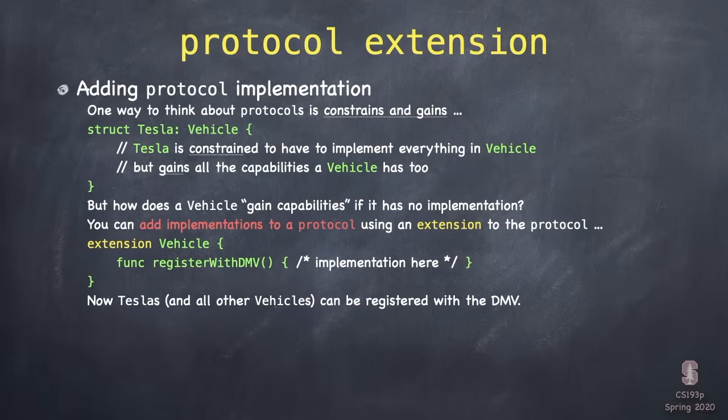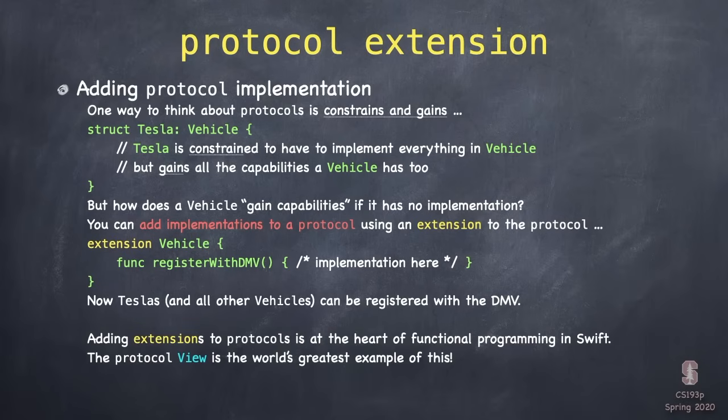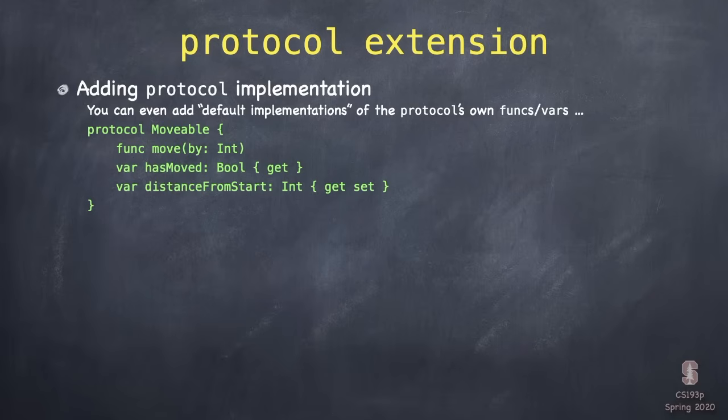With this extension of vehicle, register with DMV, now Teslas and all other vehicles can be registered with DMV. In other words, they gained that ability by living with the constraint that they had to implement those methods and vars that were in those protocols. So this is really the center of functional programming in Swift, and the protocol View is probably the poster child for doing this, and we're going to see more about View in a couple slides here.